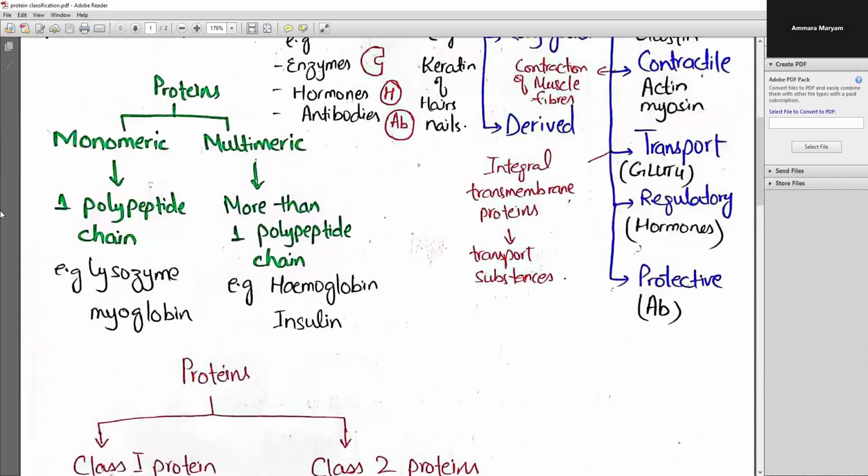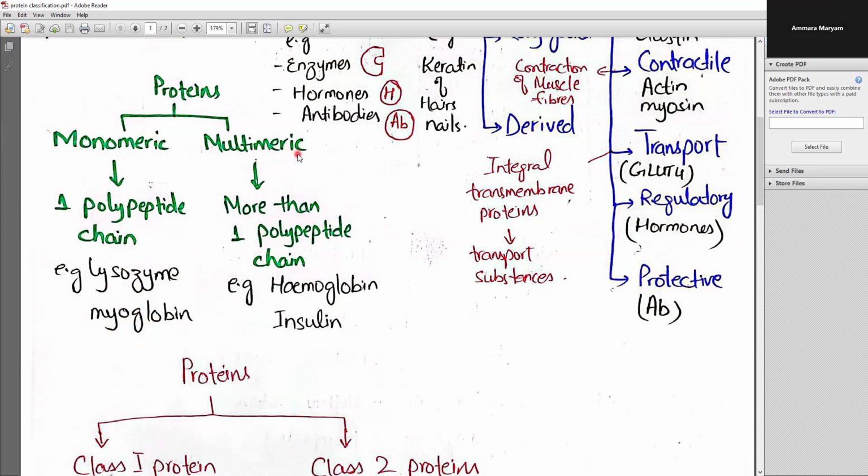Similarly, proteins can be monomeric as well as multimeric. Monomeric means only a single unit, and multimeric means many units or many polypeptides are there. A protein is said to be monomeric if only a single polypeptide chain is present. An example of such a protein is lysozyme present in the saliva, which is a bactericidal enzyme, and myoglobin of the muscles is also categorized as a monomeric protein.